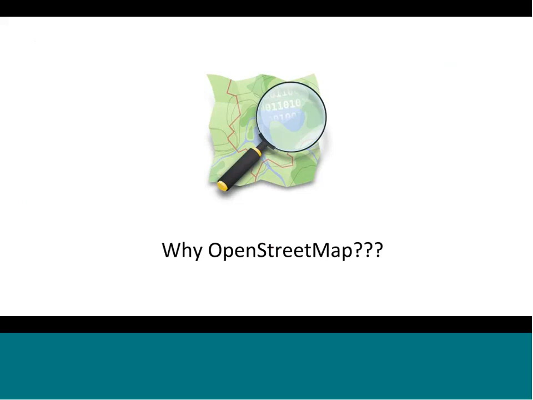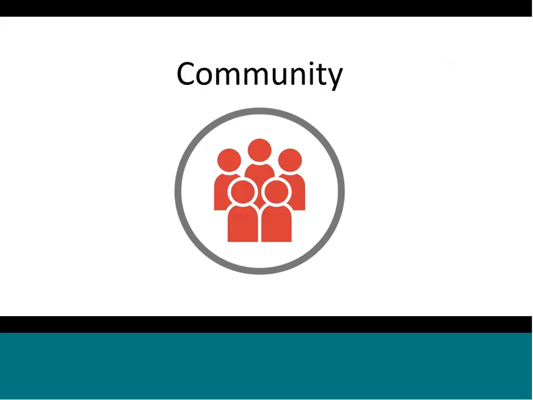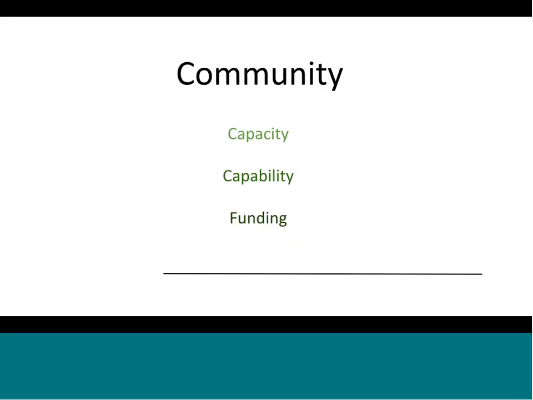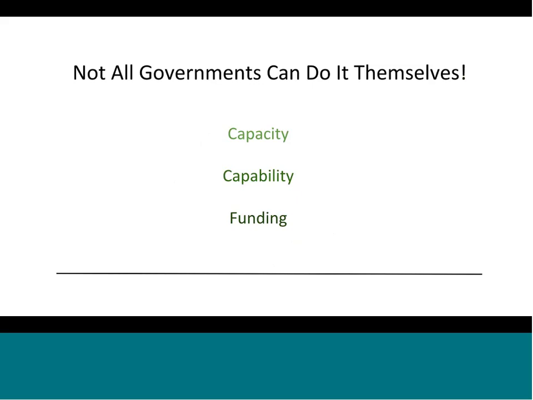And so yeah, why OpenStreetMap? Really it's because of the community. There's real power in numbers, and in the openness for everyone to produce amazing data, to empower them to put themselves on the map. Not all governments can do it by themselves, and not only governments, but organizations, institutes, individuals.